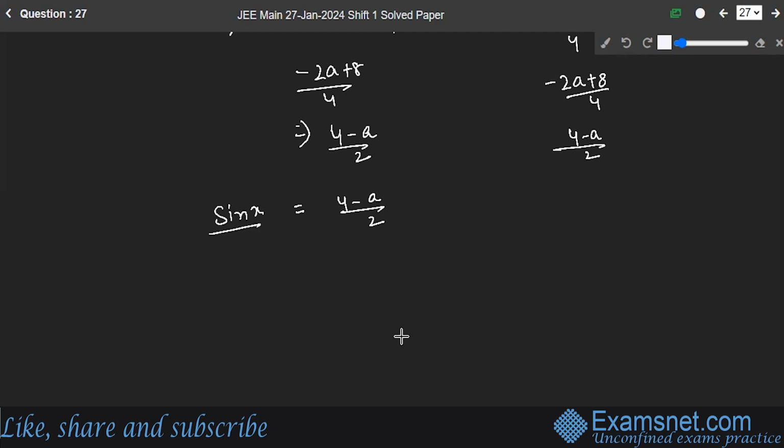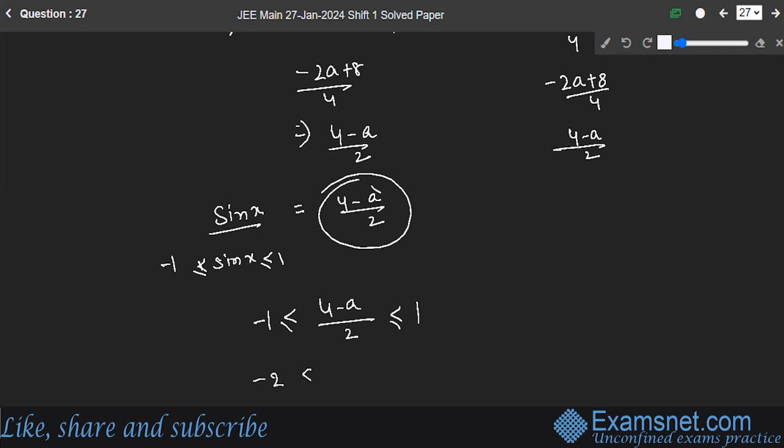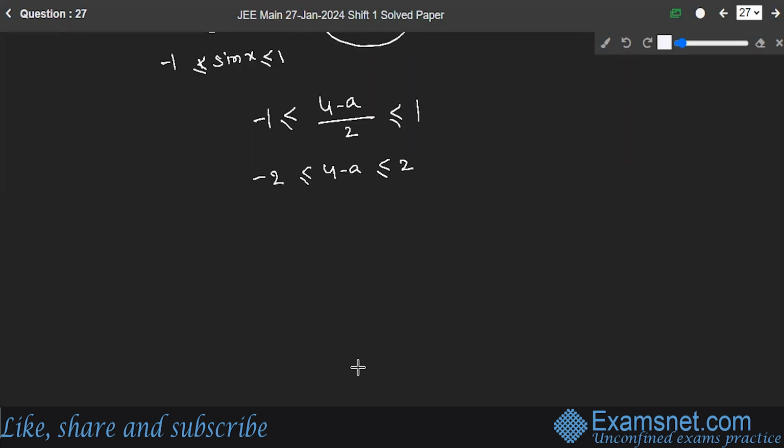Now you know sin x lies between minus 1 and 1. So that means this value will also lie between minus 1 and 1. So minus 1 less than or equal to 4 minus a upon 2 less than or equal to 1. This will be minus 2 less than or equal to 4 minus a less than or equal to 2. Or you will have, here it will go on this side.